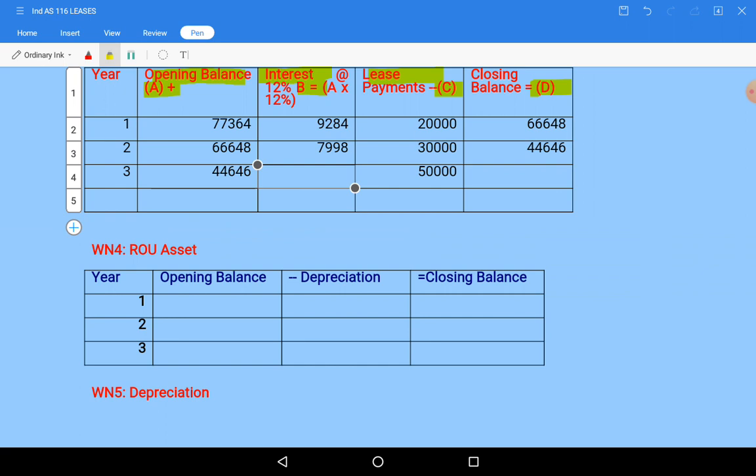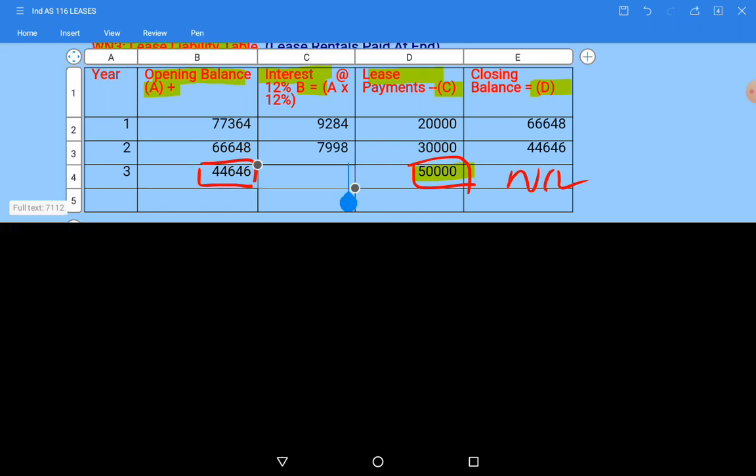This is our last year now. So last year at the end of the lease there should not be any closing balance. Here it should be nil. So whatever your 50,000 is there, that you will pay at the end of the year. So the difference between 50,000 and your opening balance will become your interest. Okay, so from 50,000 you deduct 44,646. Whatever value we are getting here, that will be balancing figure.